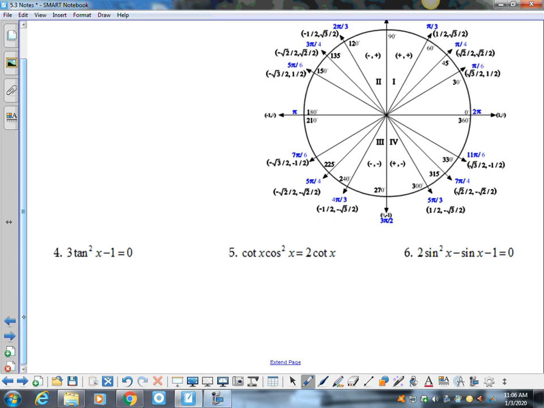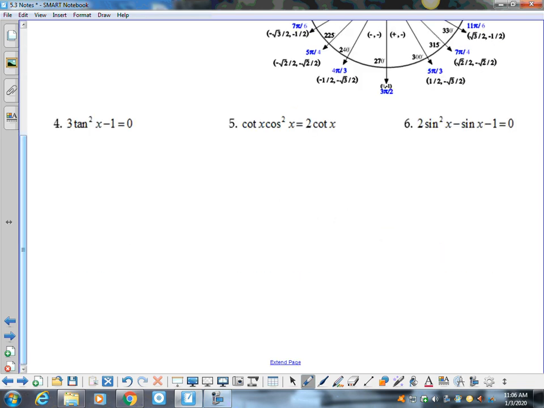Okay, number 3. So first thing I'm going to do is isolate my trig. So I'm going to add my 1 and divide by 3. Okay, and then I need to get rid of the square. So I'm going to square root both sides.